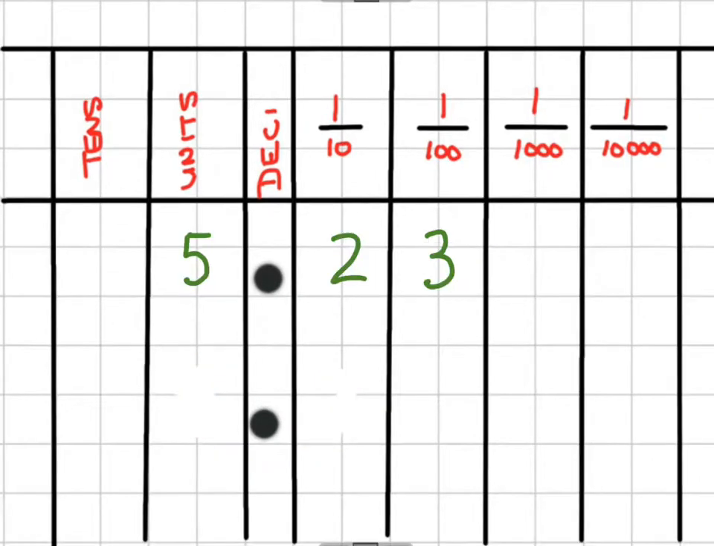Last example, we have 5.23. Okay, so 3 gets to decide if 2 changes. Well, is 2 going to change? 3 is smaller than 5, so 2 is not going to change. Our number when it's rounded to 1 decimal point then is going to be 5.2. Okay, so you understand that now.